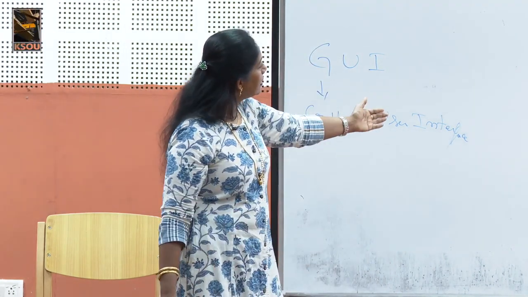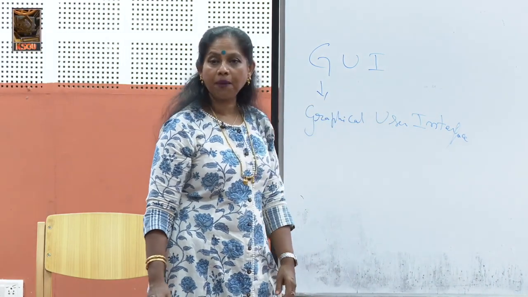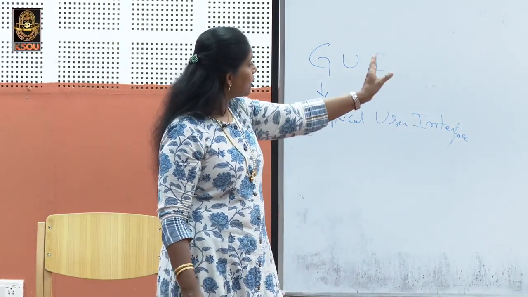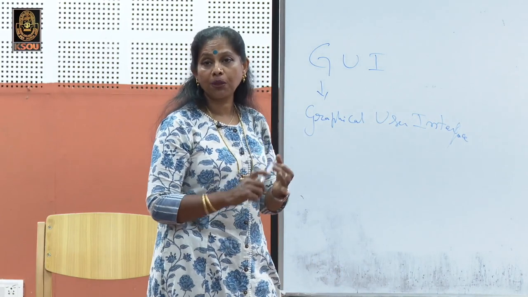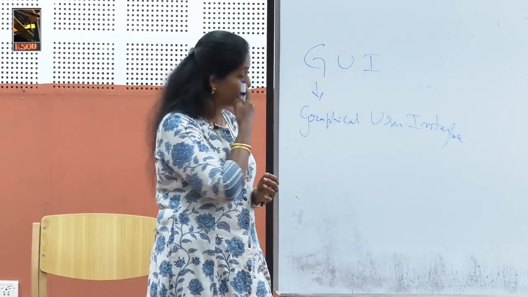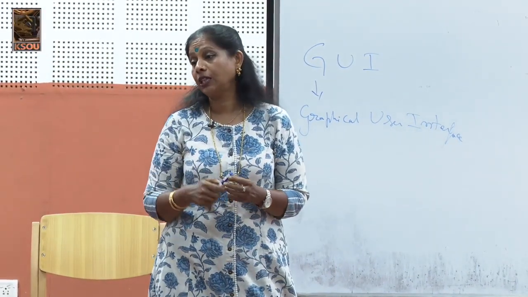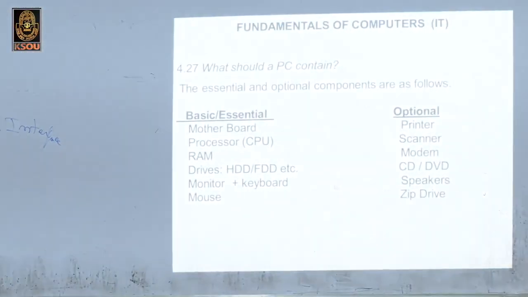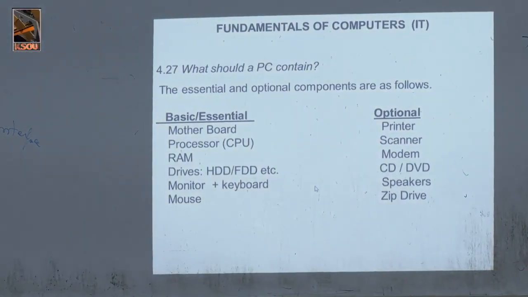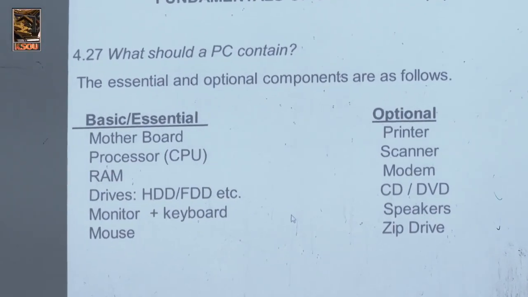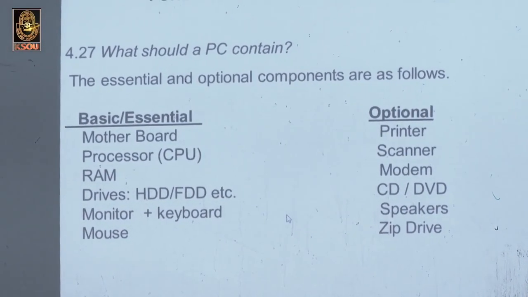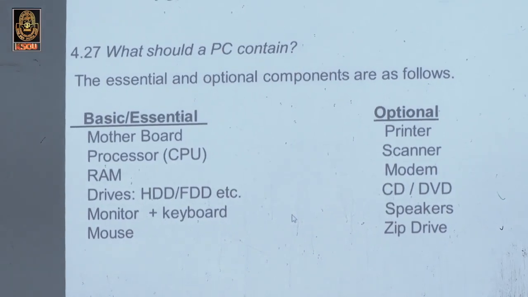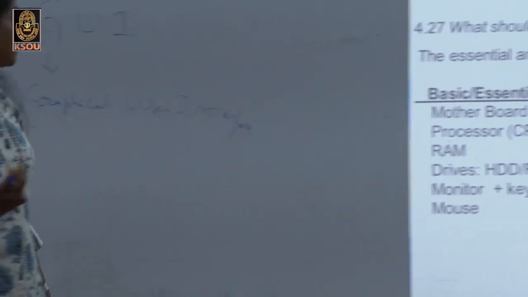So these are the essential parts of the computer. Means you should have motherboard, CPU, RAM, HDD, then monitor, keyboard, and a mouse. About the keyboard and mouse, in the first class I have explained to you. There are different types of mouse, right? Cordless, with cord (cord means wire), laser, all that.